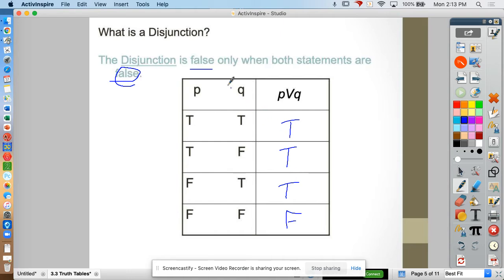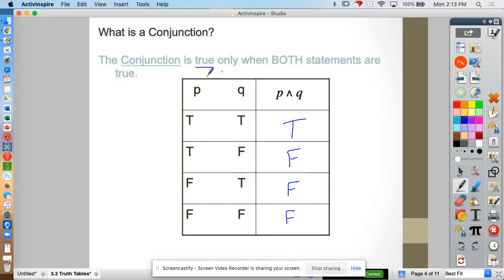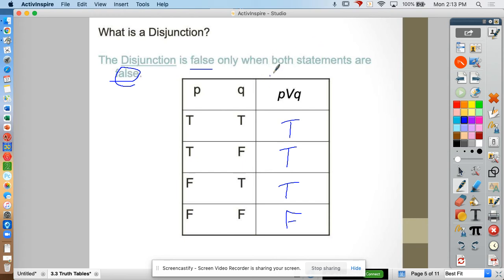Now, if you think about what an and statement means, remember, and means both at the same time. So they both have to be true. If you think about what the or statement means, it could mean one or the other or both, and that would make it okay to go. We've talked about that in multiple different ways, so think about those words as you see them.